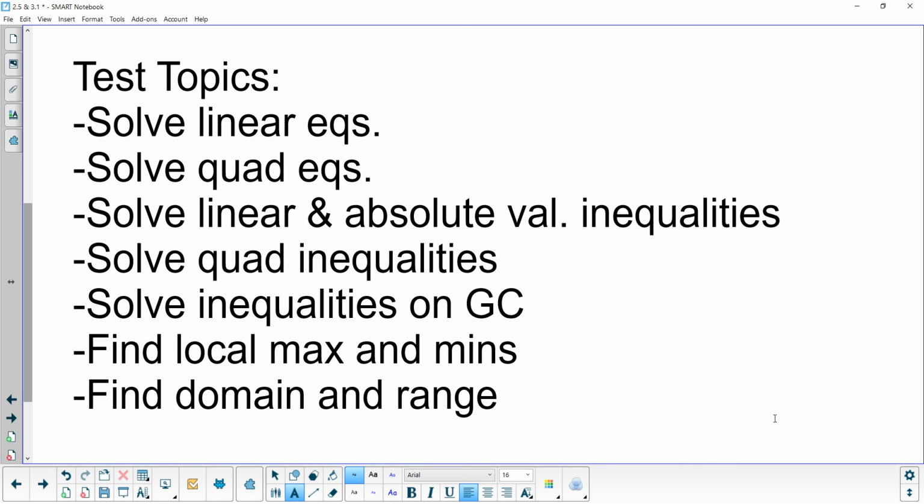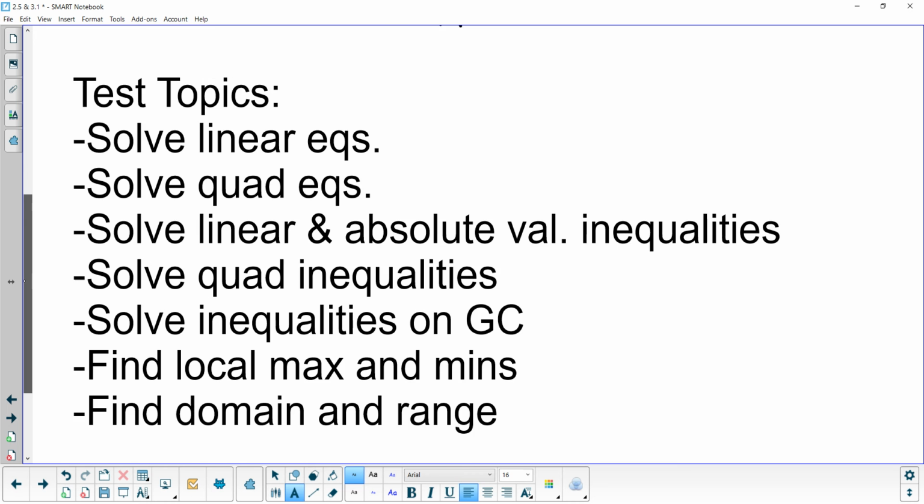Okay, so topics you'll see on the test tomorrow include solving linear and quadratic equations, solving linear and absolute value inequalities, solving quadratic inequalities, that's using the Sine Pattern, calculating intersects on the graphing calculator to solve an inequality, using the graphing calculator to find maxes and mins, and using the calculator to find domain and range.